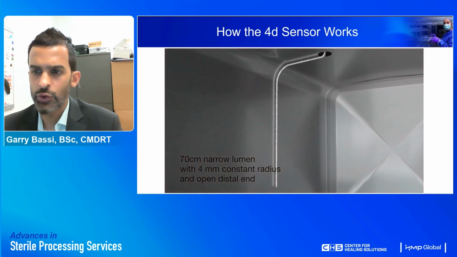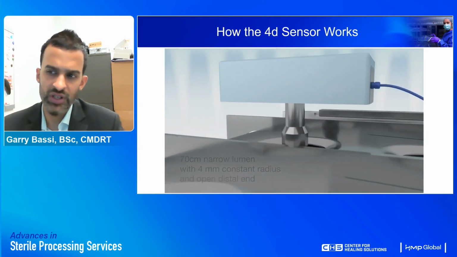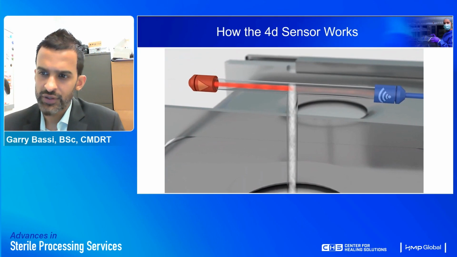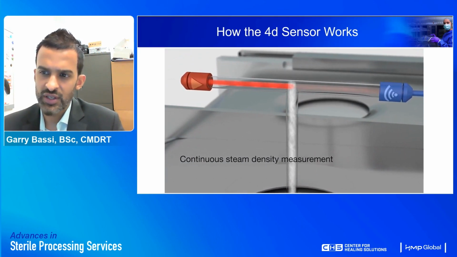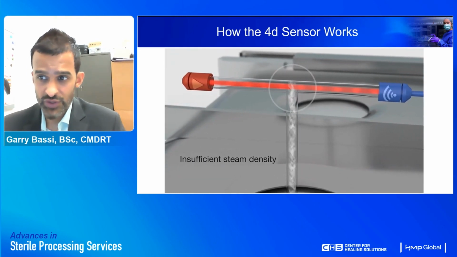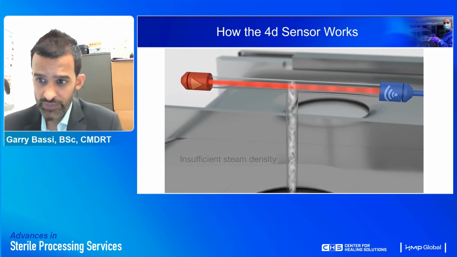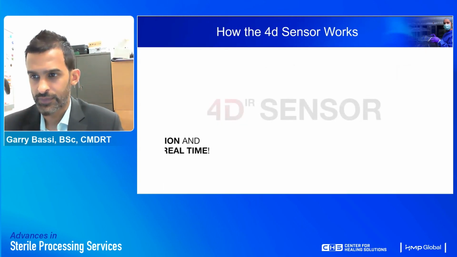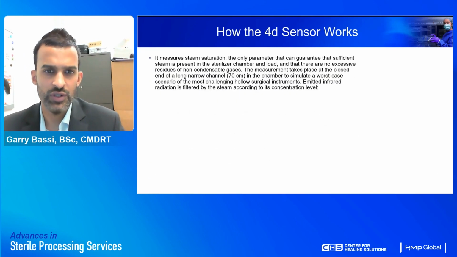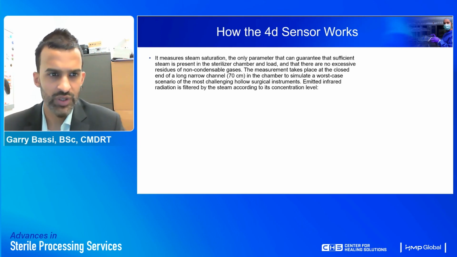A 70 centimeter narrow lumen with 4 millimeter constant radius and open distal end. Steam enters. It cuts off the infrared light at the proximal end of the lumen, and the steam density is now measured, which then allows you to see if you have effective steam penetration. So it measures steam saturation, the only parameter that can guarantee that sufficient steam is present in the sterilizer chamber and load, and that there are no excessive residues of non-condensable gases.